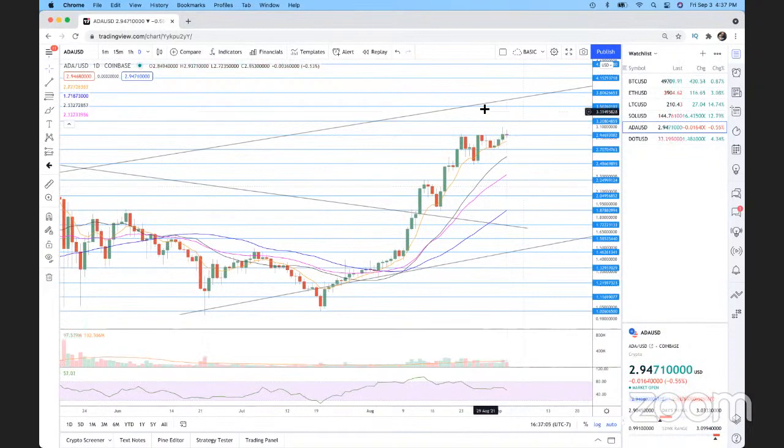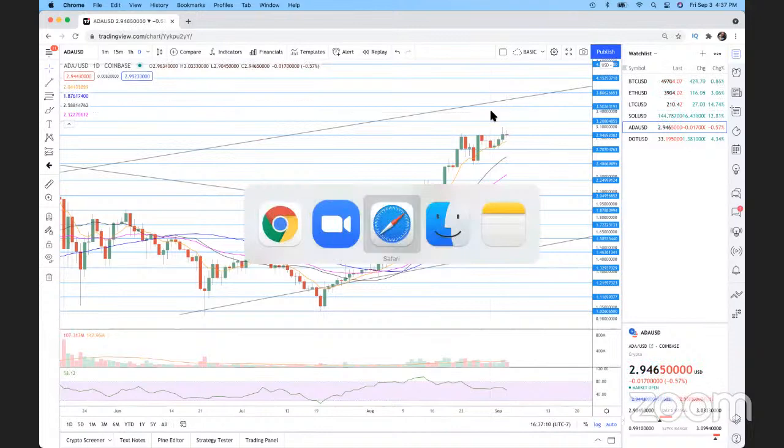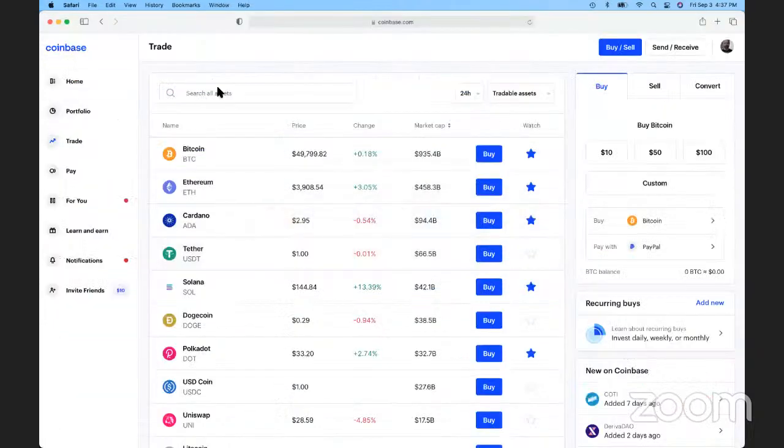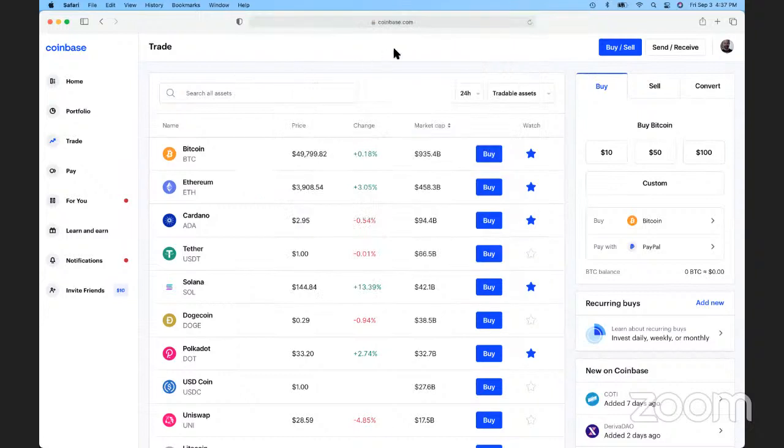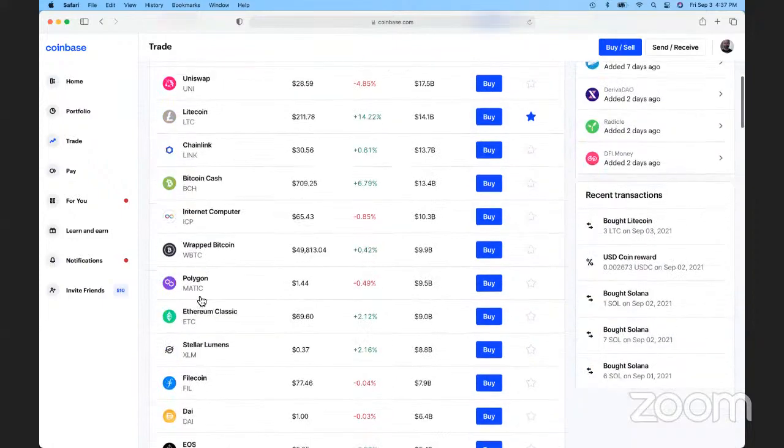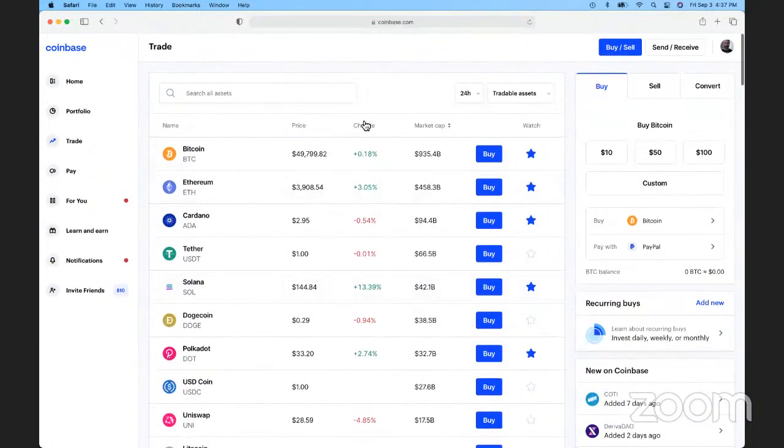All right, so what I wanted to show you is how I found these 3. Quickly, we'll go inside Coinbase. Coinbase has a section called Coinbase Trade, and this is the link, coinbase.com/trade. That's where you go, and you get all the currencies that are available inside Coinbase.